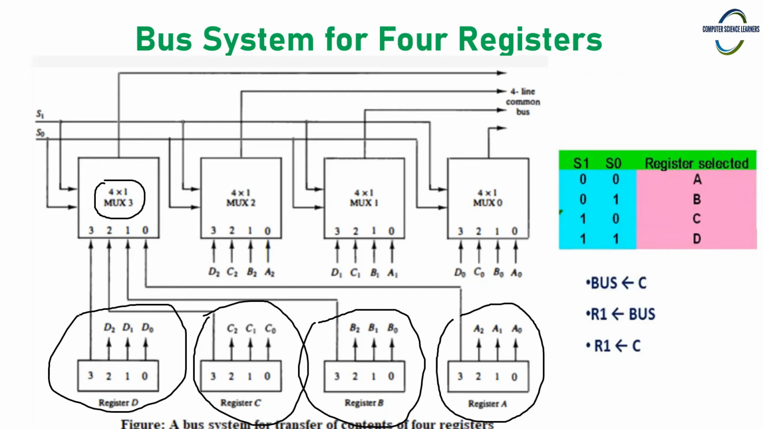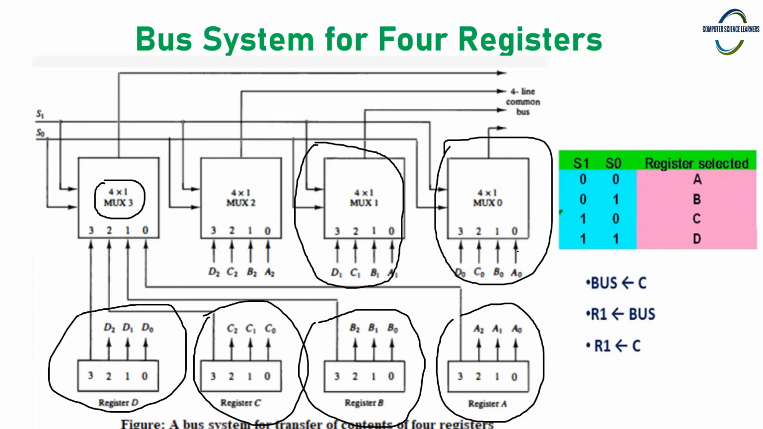So here you can see 1 bit from every register is connected to one multiplexer. If I see this first multiplexer, it is getting 4 input values from all the registers. So 1 bit from all the registers. Similarly, this one is also getting 4 bits from 4 different registers and so on.